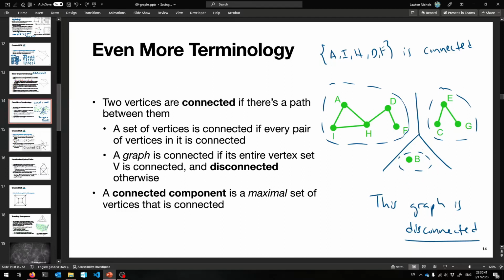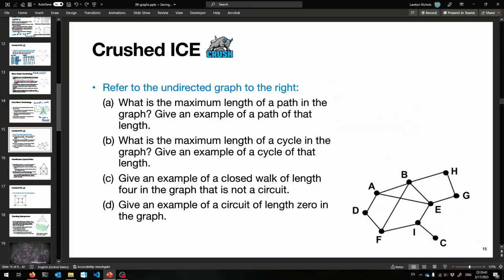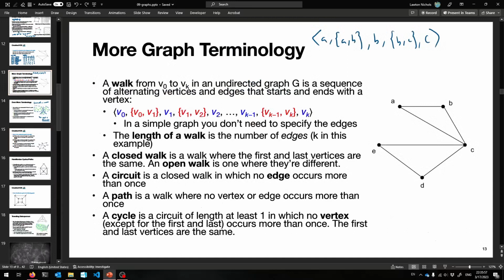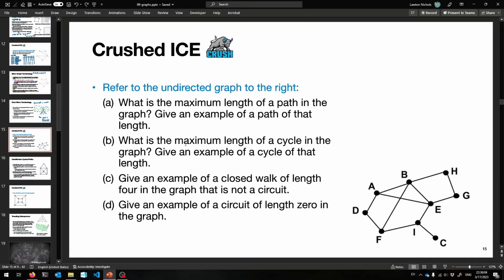Okay, so with that in mind, I have a question for you just to get you practice with all these silly things. There's a lot of new terms for this section. Please go back and read over everything. But here's a graph. I would like you to go back to this slide: walk, closed walk, circuit, path, cycle. Look at that, and then try and answer all of these.